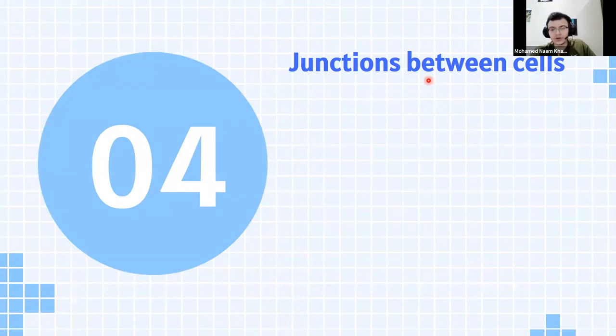Clear, okay. So the fourth part. We talked about three so far: glycocalyx, endothelium, and basement membrane. Now we're going to talk about the junctions. This one, guys, I'm sorry to tell you, I don't think I can help a lot. You just need to memorize the names.